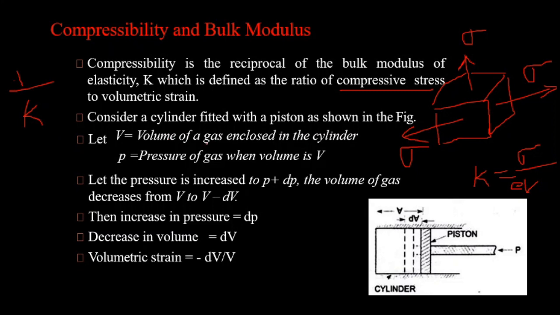So let us consider in this figure a cylinder fitted with the piston as shown in the figure. Let V be the volume of the gas enclosed in the cylinder, and P is the pressure of the gas when the volume is V.